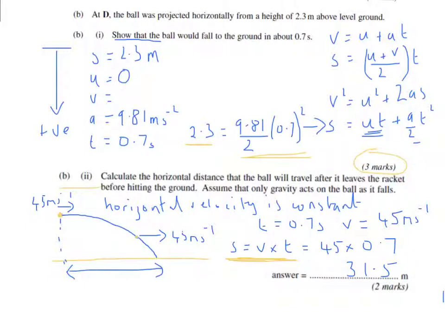So, for example, if you would have used s equals u plus v over 2 times t, and you put in u as 45 and v as 45, you'll still get the same answer, because 45 plus 45 is 90, half it you get 45 back, so you basically get this back. So it's up to you how you do it.